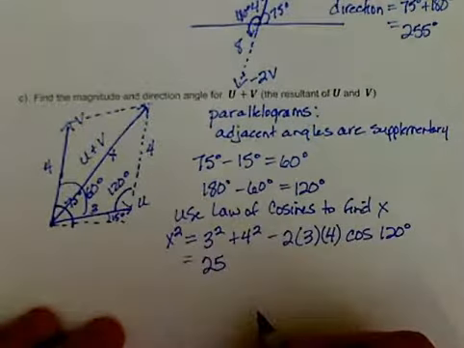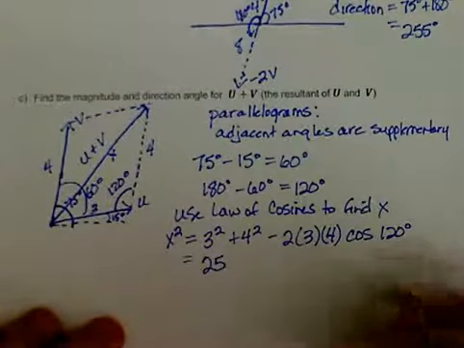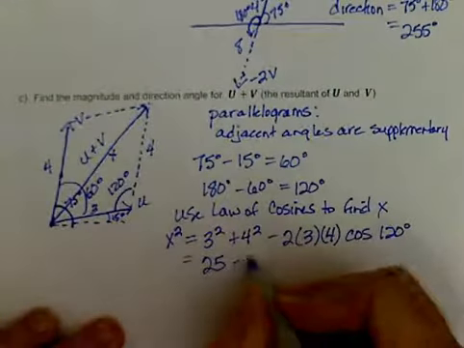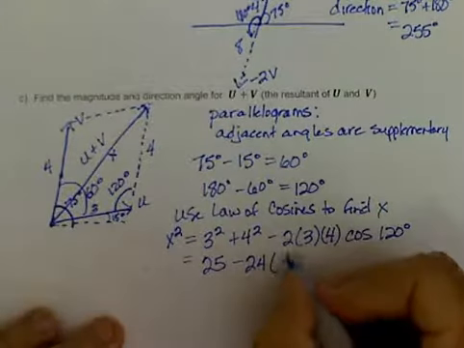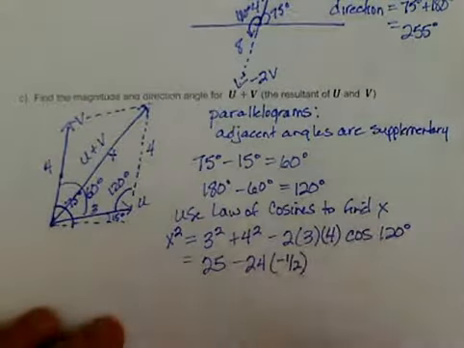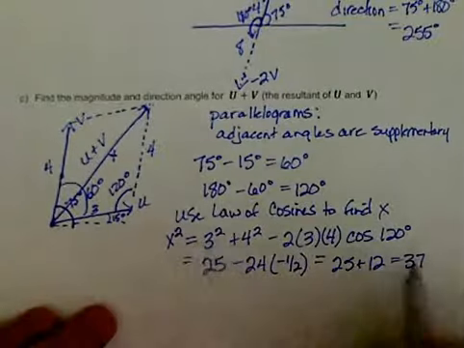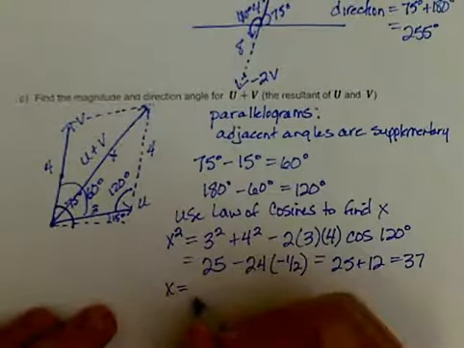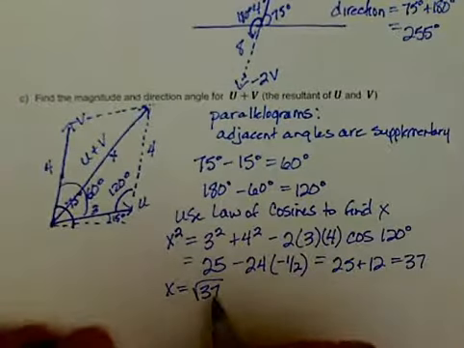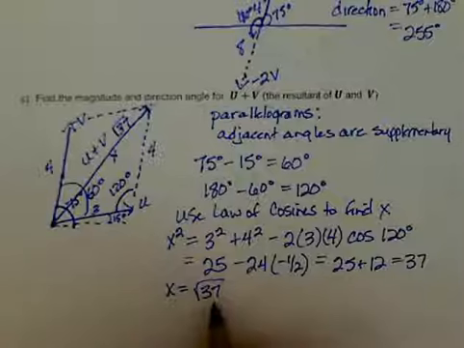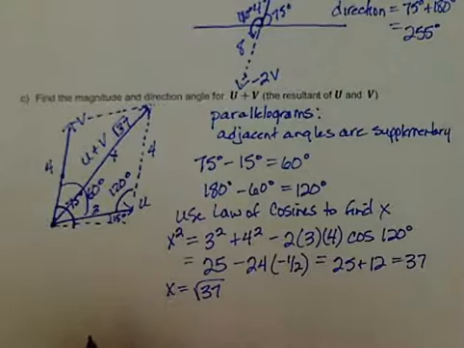If we square these two and then add them together, we get 25. This is 24. And it happens that the cosine of 120 degrees is negative 1/2. That means we get x squared equals 37. So the x, or the magnitude of our resultant vector, is going to be the square root of 37. We've got the magnitude. Now we want to find the direction angle.